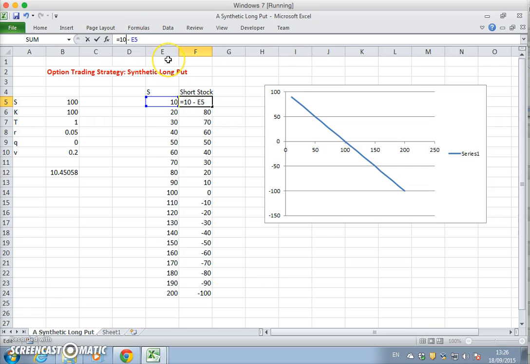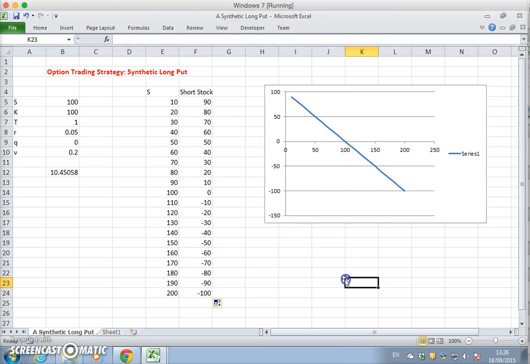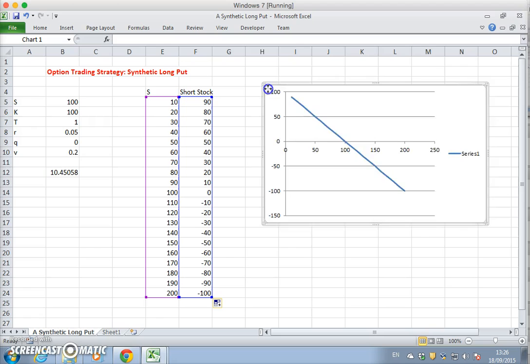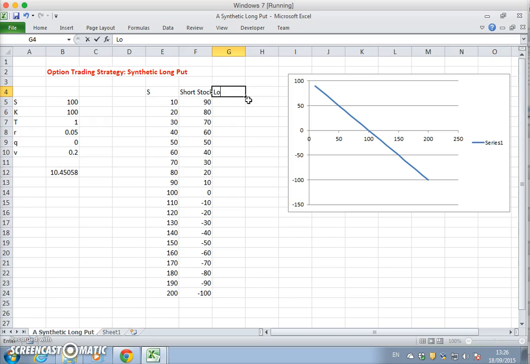We might link this 100 back just to the exercise and just put it here equal to 100, just for convenience, and then pull this down, and we get the same results here. Okay, so that's the short stock, and our contention is a short stock position plus a long call is equivalent to a long put when combined together.